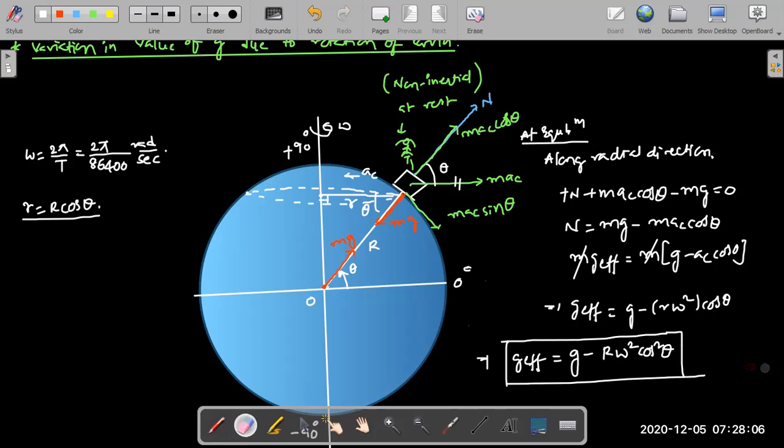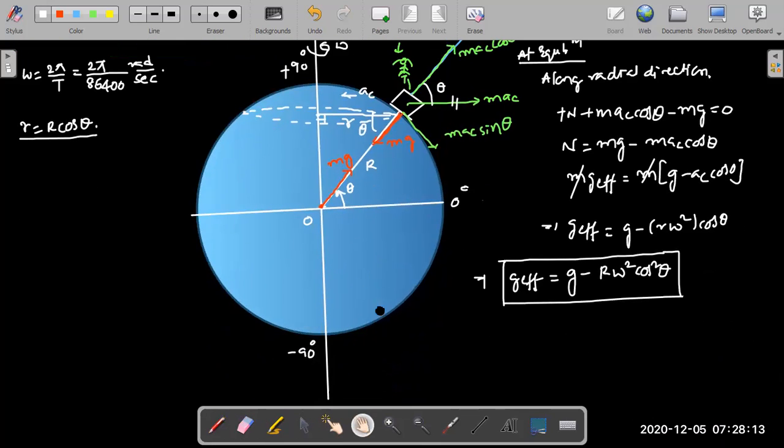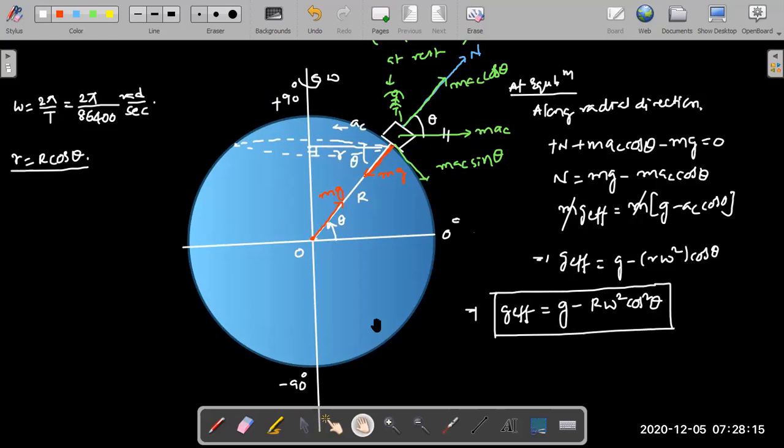Kepler omega square cos square theta. Clear? Now if you put theta is equal to 0, clear? If you put theta is equal to 90 degrees at the poles, what is going to happen?